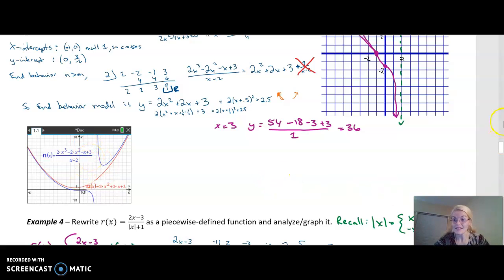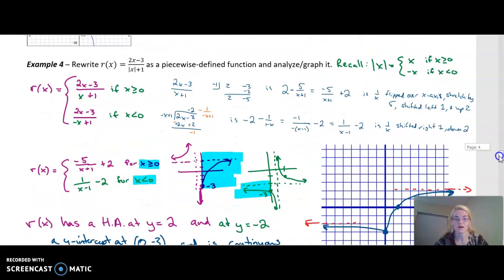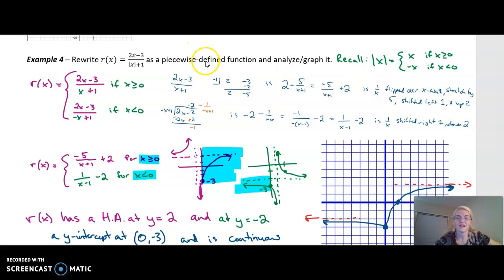All right. Then the last example that I want to quickly talk you through is, let's go back to our piecewise defined absolute value function. So the absolute value of x is x if x is positive or equal to 0, and it's negative x if x is less than 0. So using this, rewrite this, not technically rational function because it's a piecewise defined rational function, sort of, as a piecewise defined function. So we're going to have 2x minus 3 all over x plus 1 if x is positive, and 2x minus 3 all over negative x plus 1 if x is negative.